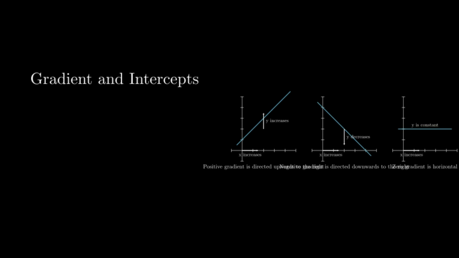Finally, what if the line is perfectly flat or horizontal? As x increases, the y value doesn't change at all. It remains constant. In this case, the gradient is 0. So, the gradient describes the direction and steepness of a line. But how do we calculate it? We need a precise formula.